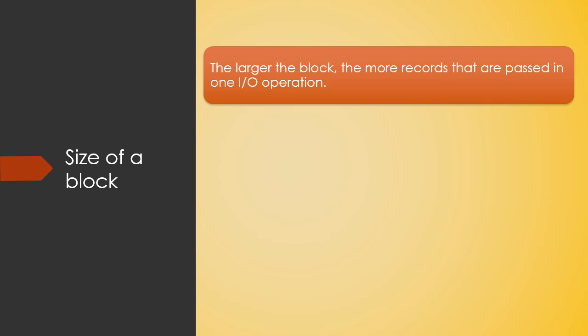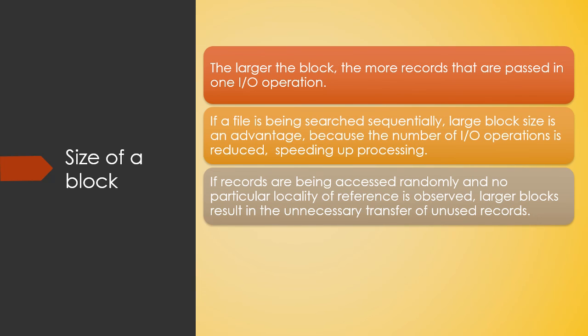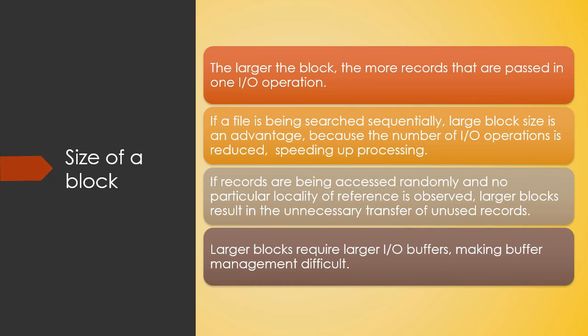Size of a block. The larger the block, the more records that are passed in one I/O operation. If a file is being searched sequentially, large block size is an advantage because the number of I/O operations is reduced, speeding up processing. If records are being accessed randomly and no particular locality of reference is observed, larger blocks result in the unnecessary transfer of unused records. Larger blocks require larger I/O buffers, making buffer management difficult.